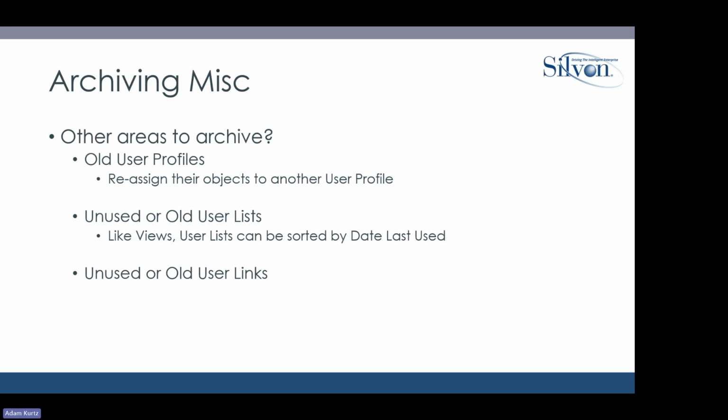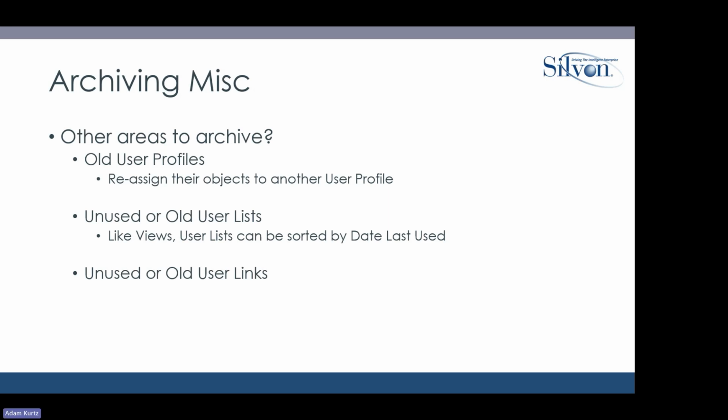Other things to archive: old user profiles. Another thing that is a good thing for you to do is to go through your user profiles to see if any folks need to be removed from the application. When you remove a user, it will ask you to reassign their objects to another user profile. I believe you can delete them as well as an option, but if you want to keep these other things available even though the user who created them is gone, you can then transfer and reassign those objects to another user profile.